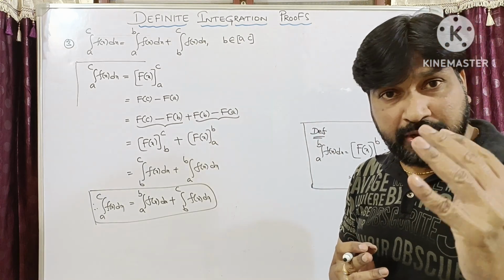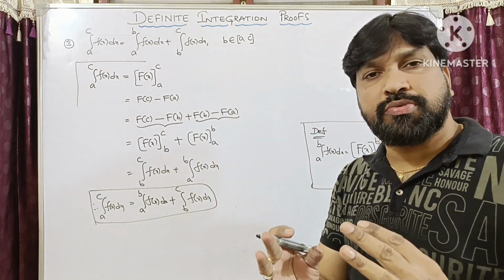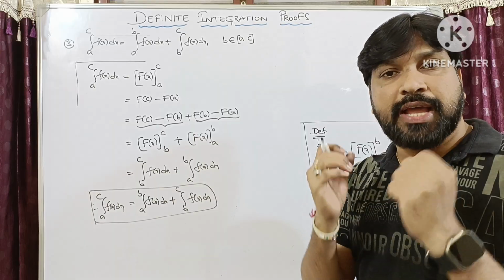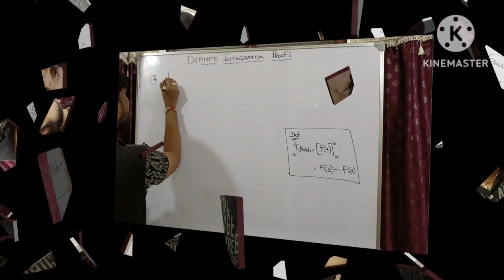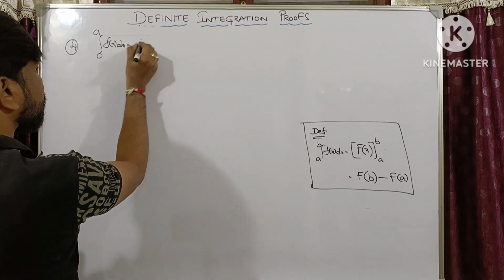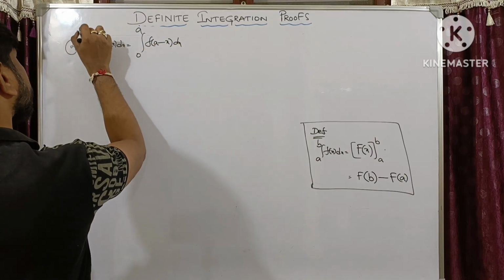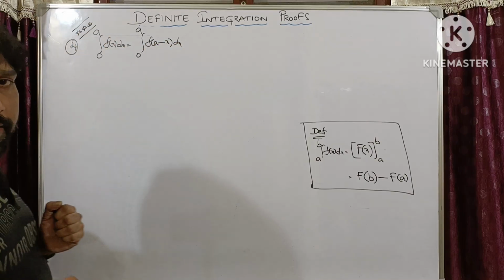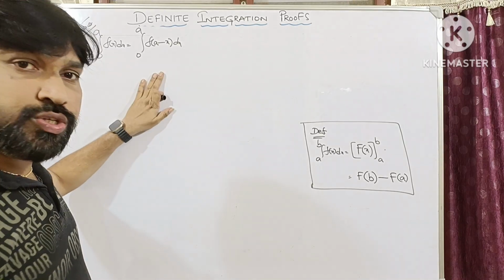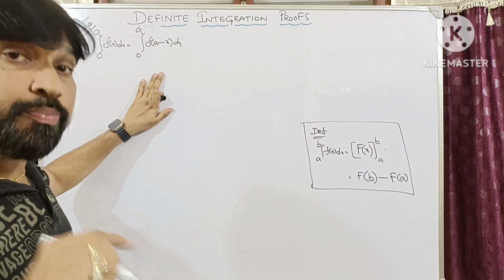Let us move to property number 4, which is the most important and which they have asked number of times in the examination. Integral 0 to a f of x dx is equal to integral 0 to a f of a minus x dx. This is the most important. They have asked it number of times in the examination, and moreover, along with this, they will ask this combination problem also.